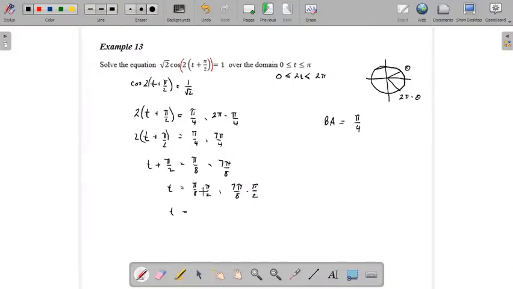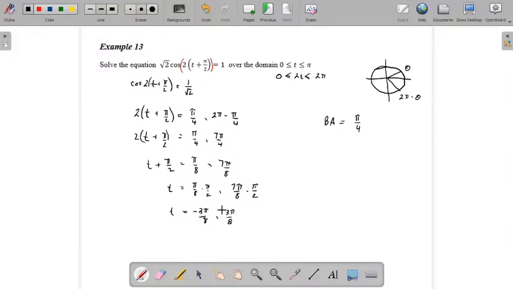Pi over 8 minus pi over 2. Pi over 2 is the same as 4 pi over 8. So that's pi over 8 minus 4 pi over 8, which is negative 3 pi over 8. And then we've got 7 pi over 8 minus 4 pi over 8, which is 3 pi over 8.